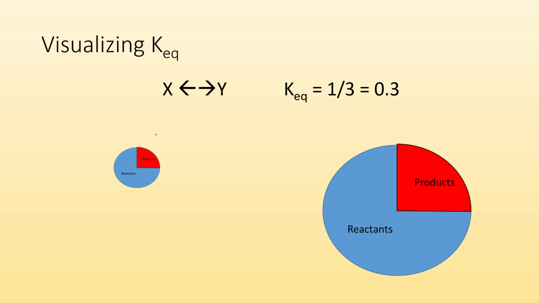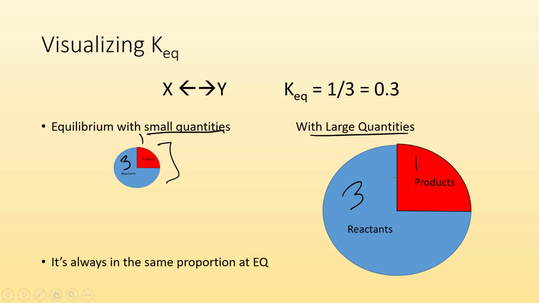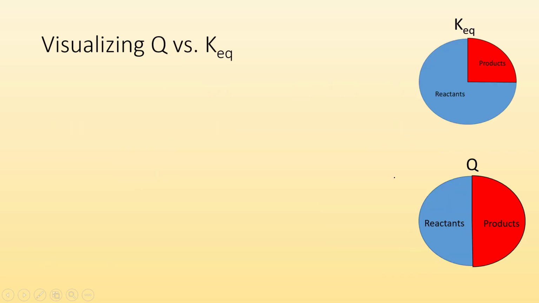So visualizing it. If I have this simple equilibrium of X making Y, and I found a KQ value of 1/3 or 0.3, for every one product, I have 3 reactants. It doesn't matter how much stuff you're working with, the equilibrium is going to give you the ratio. If we're starting with a small amount, it's still this 1:3 ratio. If we use large quantities, it's still a 1:3 ratio. We're going to have this KQ be the same regardless of how much stuff we're using. So it's always the same proportion at equilibrium.